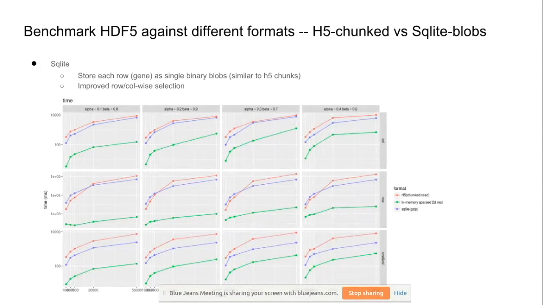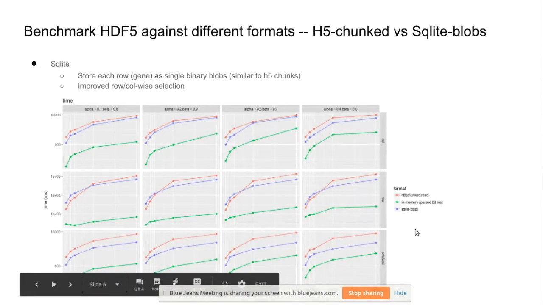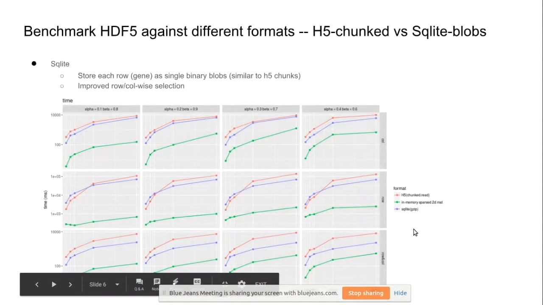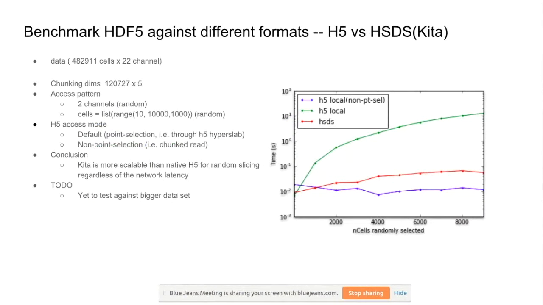Next, we try to mimic what H5 does for chunking, and in SQLite, we store each row as a single binary blob, and we only access the entire gene or entire row instead of each dot. And that seems to improve row-wise and column-wise selection. But the random slicing is comparable to what H5 can achieve. So that means H5 is still working quite as well as SQLite.